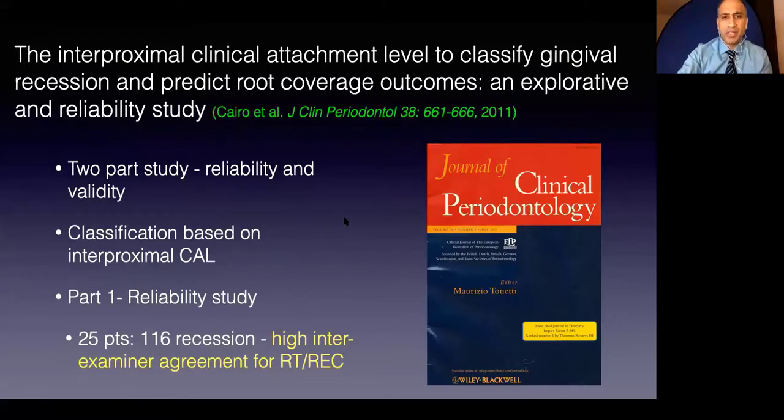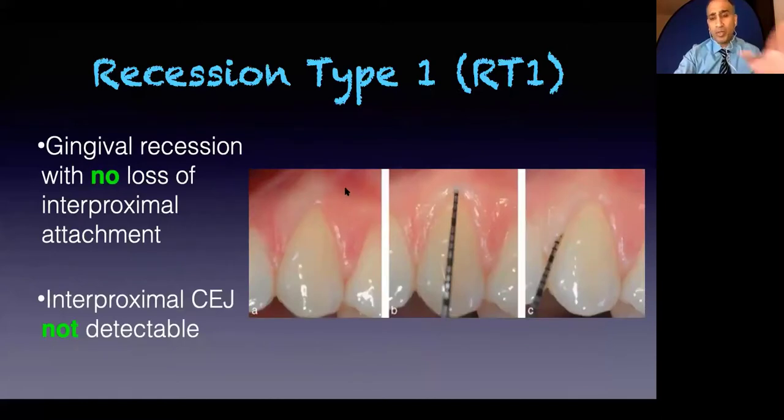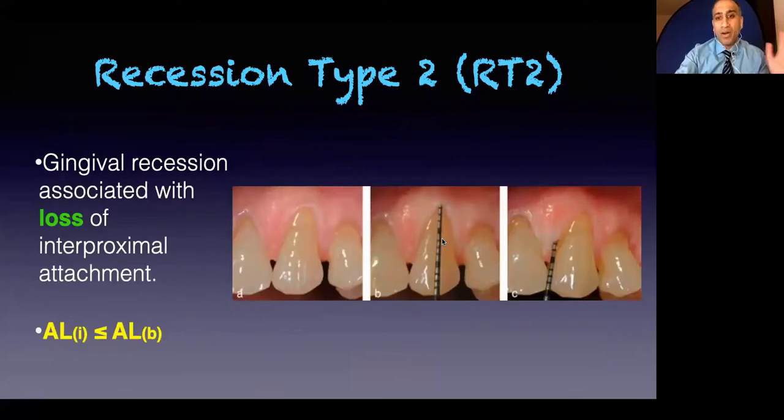So the second part of their study, which we'll look at in a few slides, tells how prognostic it is. But let's go through these categories first. An RT1 recession is recession that has no loss of interproximal attachment. And the way to really tell this is whether your interproximal CEJ is detectable or not. So if you cannot detect your interproximal CEJ with an explorer or a probe, we can classify this as an RT1 recession. An RT2 recession is when you start seeing some loss of interproximal attachment.